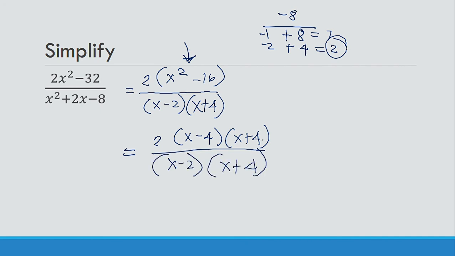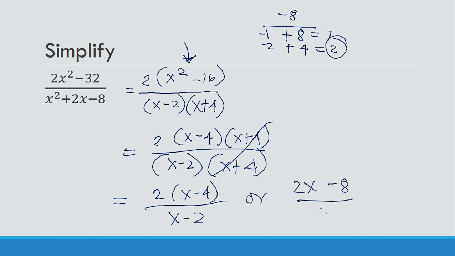Canceling out the common factor, this is now equal to 2 times x minus 4 over x minus 2. That's the final answer. Or you can just simply write it as 2x minus 8 over x minus 2. There you go with your final answer.